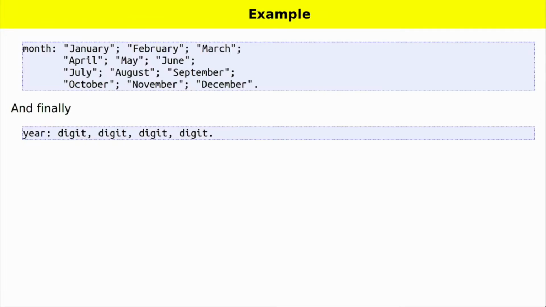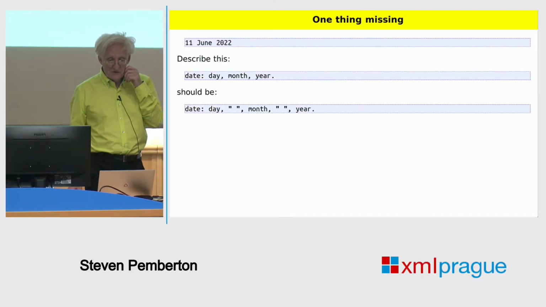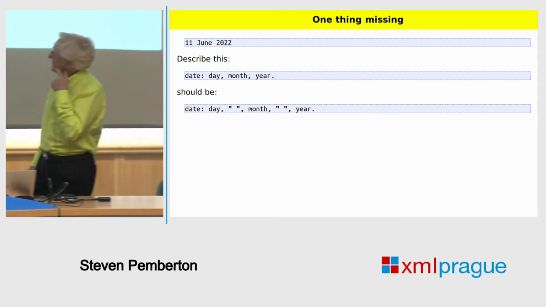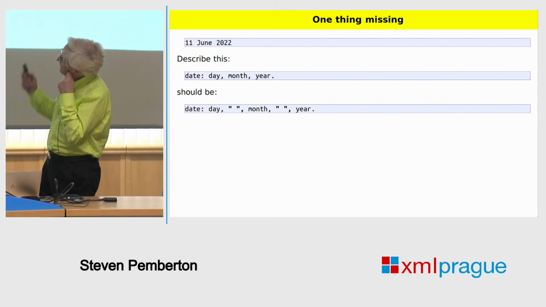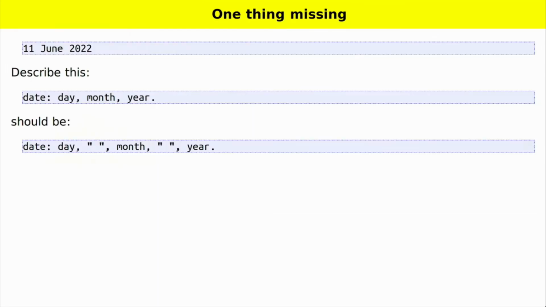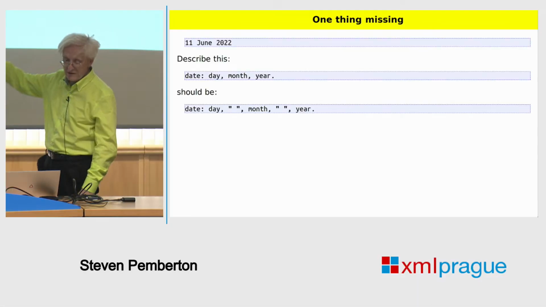Similarly, a month can be any one of those 12 values. And finally, a year is 4 digits. Now, there's one thing I left out, because I said a date is a day followed by a month followed by a year, but there is actually also a space between those things. So we have to change that to a date is a day followed by a space, followed by a month, followed by a space, followed by the year.